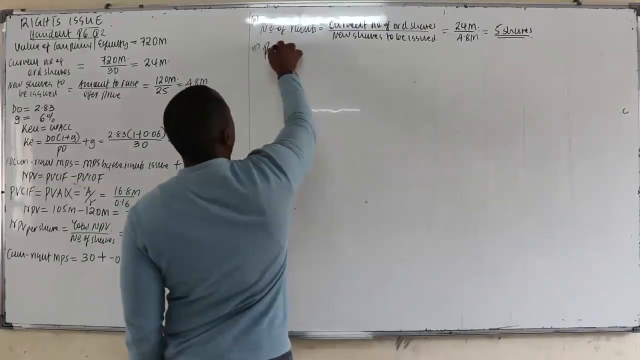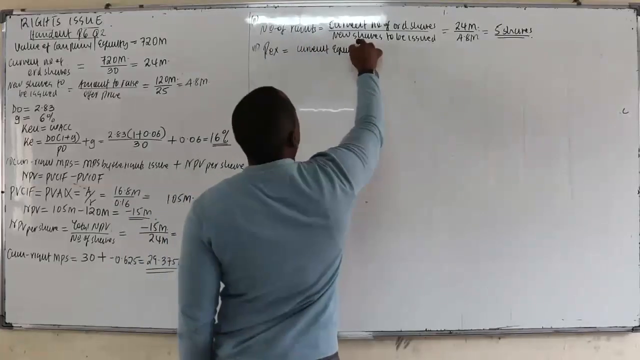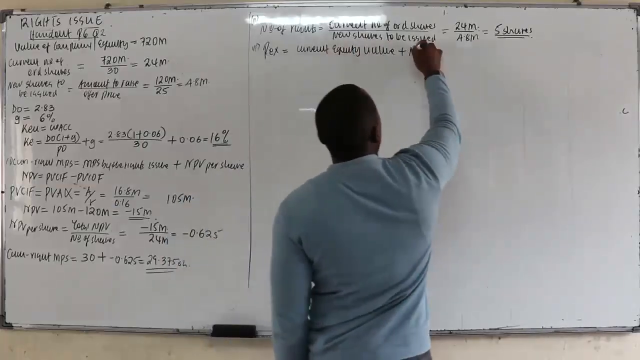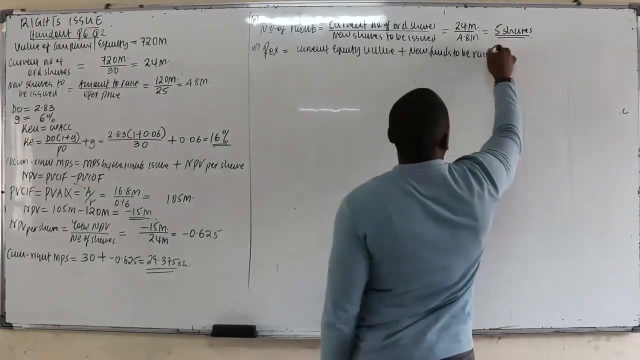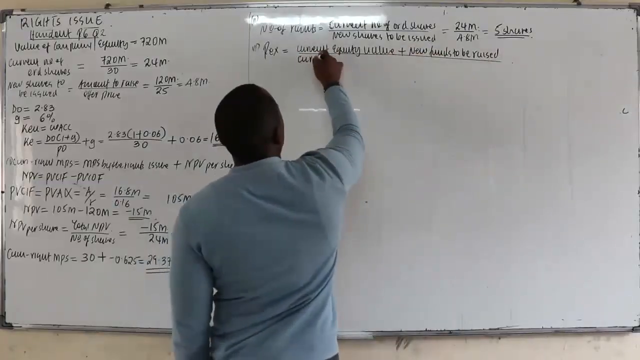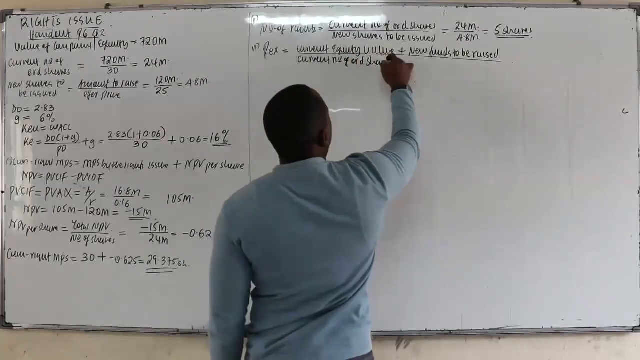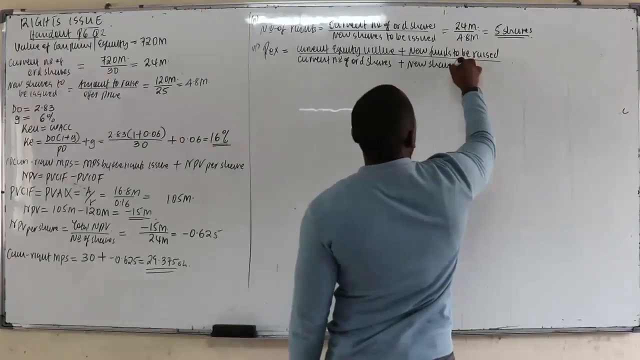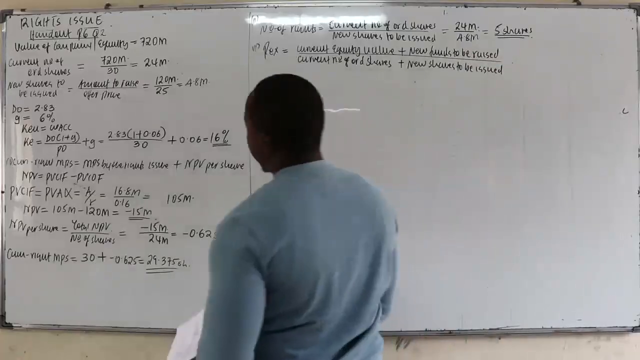Now, how do we get the theoretical X-rate? To get the theoretical X-rate, you take the current equity value, then you add the amount of new funds to be raised through the rights issue, then you divide by the current or existing number of ordinary shares plus the number of new shares to be issued. And that's how we get the theoretical X-rate.